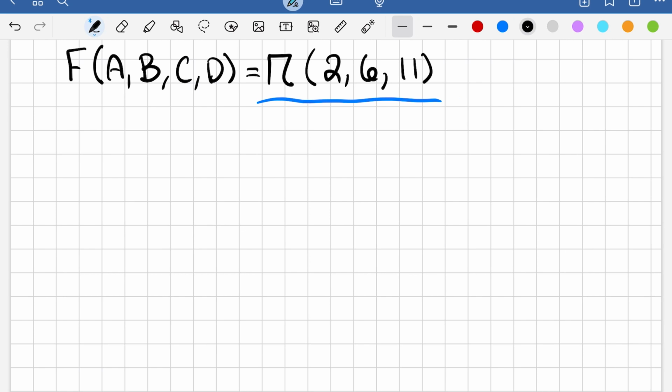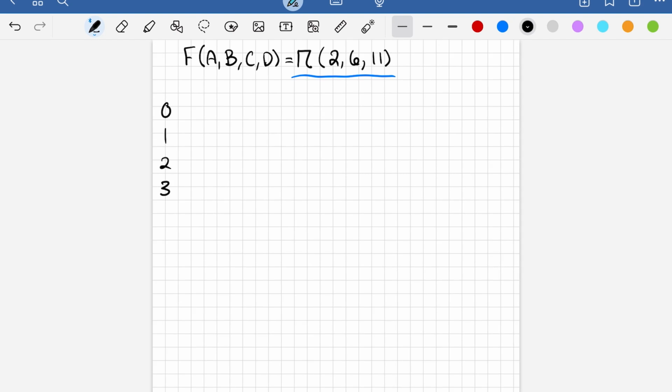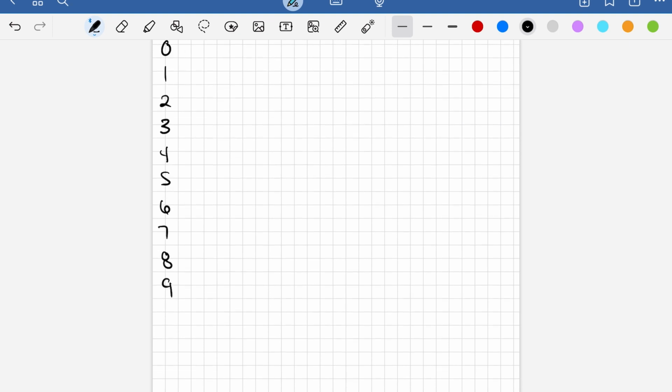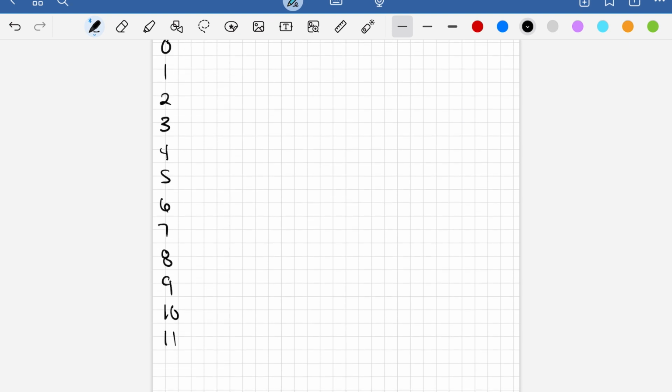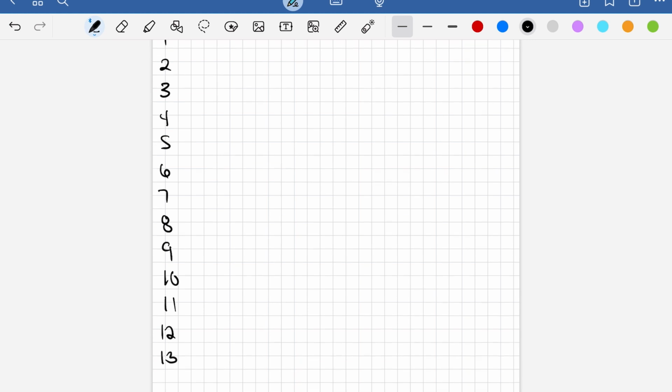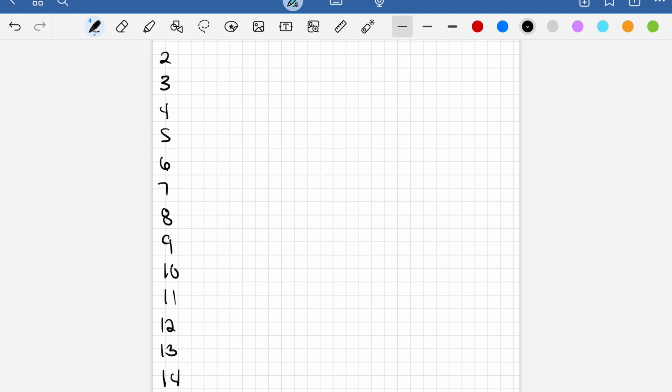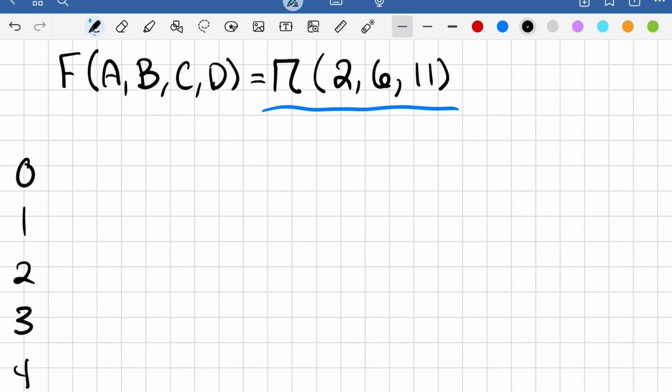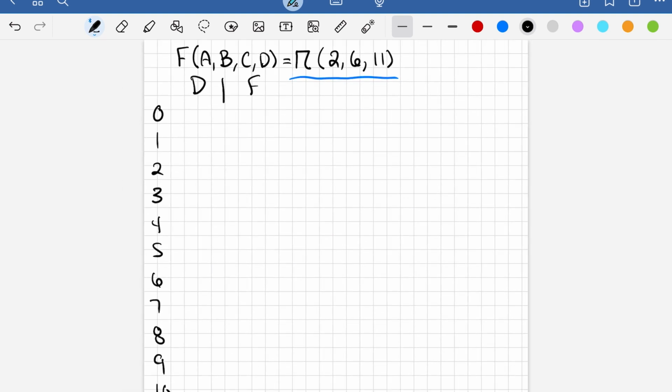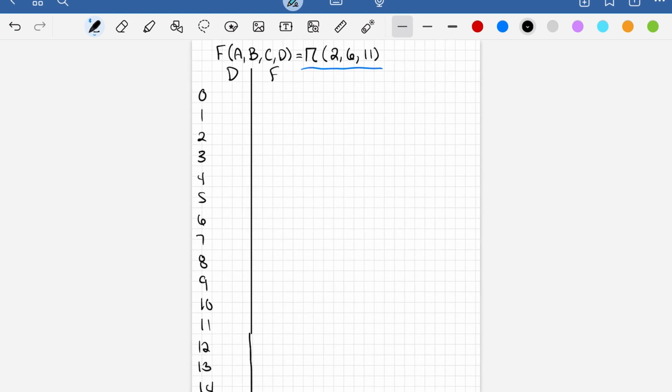I have my 0, 1, 2, make it big, 3, 4, 5, 6, 7, 8, 9, never out of room, but we'll see, 10, 11, 12, 13, 14, just enough room, 15. So this is our D. We don't really need to worry about our A, B's, and C's. We know what they're going to be, and that's fine. And our F's.